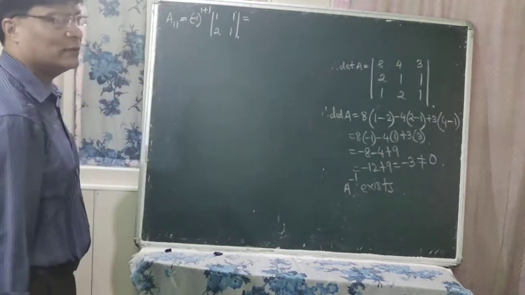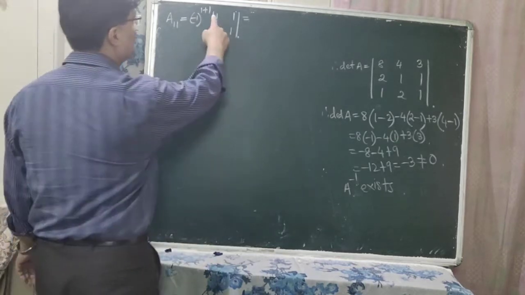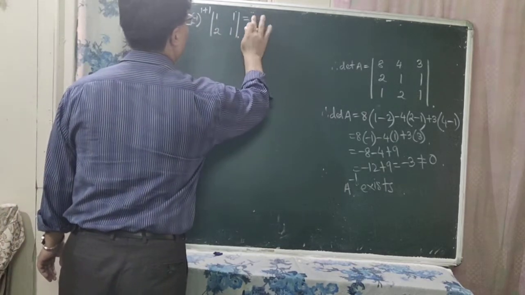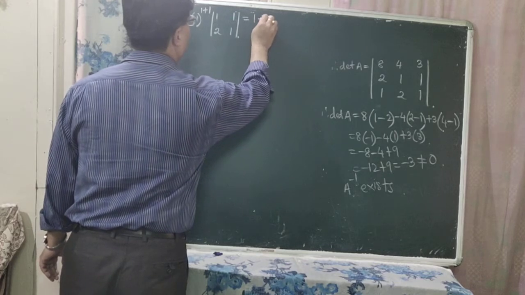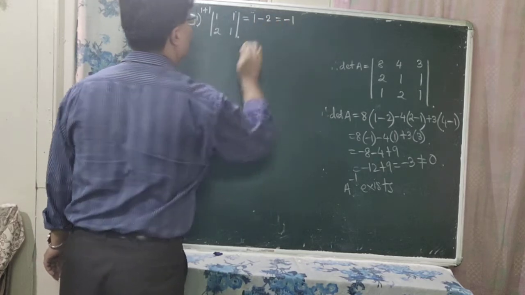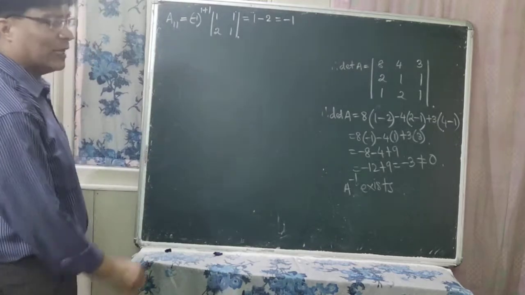It is plus 1. Usually we don't write plus 1, right? So let us expand it. It is 1, it is 1 minus 2, which is equal to, what is here? Minus 1. This is your A11.